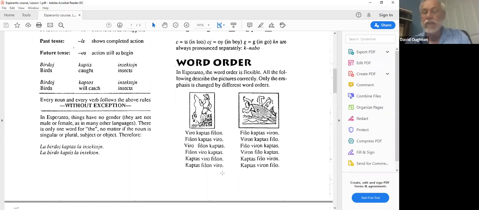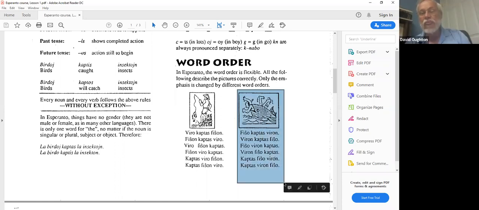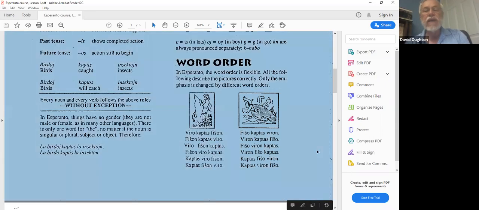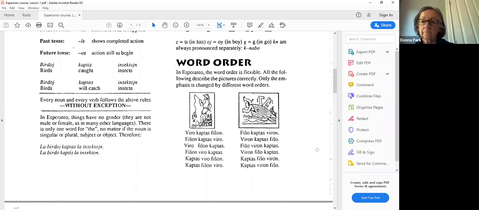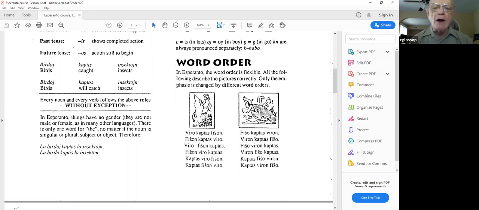But in the second picture, fisho kaptas viron. There you see that the fish catches the man. And all those sentences below the second picture mean the same thing. Okay? Does everyone understand that? That word order is flexible in Esperanto because of the endings. We could point out that this is difficult for us because it's so different from English. In English, we depend very much on word order. In Esperanto, you have to pay attention to the endings of the word.